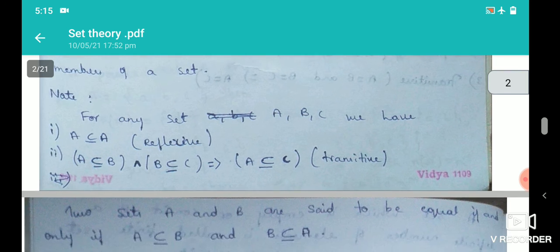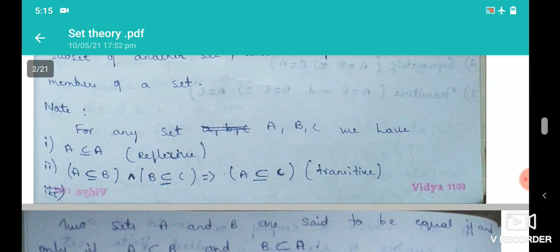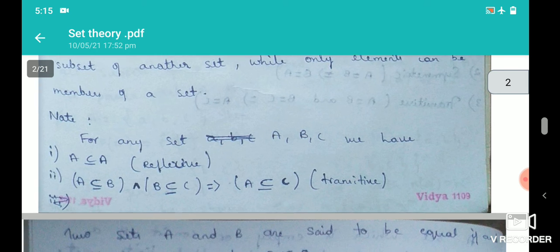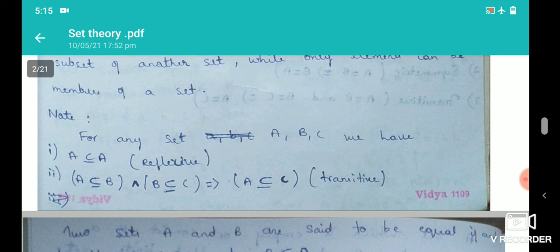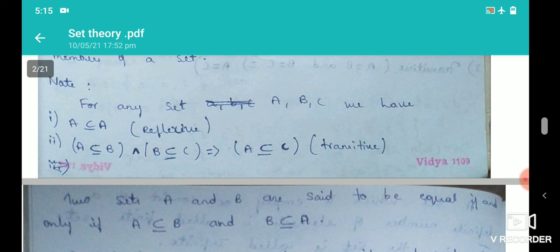Okay, second one, note: A is a subset of B, and B is a subset of C. I repeat, second property, look: A is a subset of B and B is a subset of C. Then that means A is a subset of C. A is a subset of B. Similarly B is a subset of C. So we say A is a subset of C. That property is called transitive property.